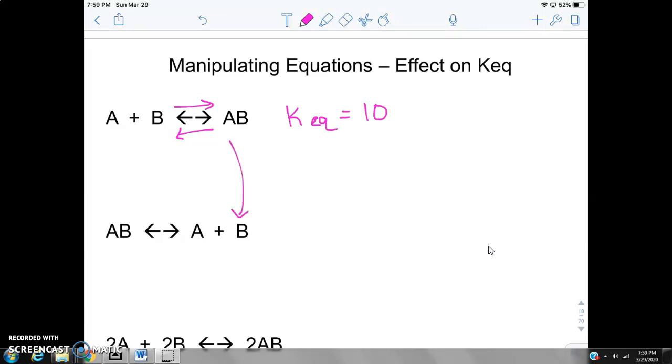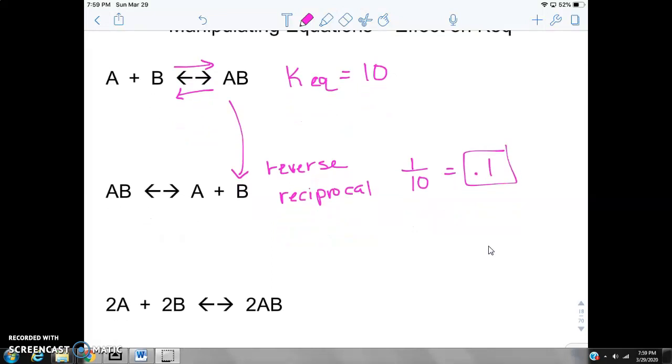Okay? Now, what did we do here? We took the reaction and we wrote it in reverse. So if you know what the full reaction is, and you take that reaction and put it in reverse, the KEQ is just the reciprocal of that. So the reciprocal would be 1 over 10, which would be 0.1. So I can just say, okay, do the reciprocal, that's the KEQ. I don't have to do any ICE tables or anything like that.